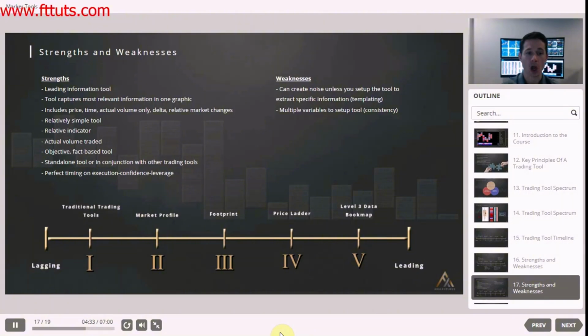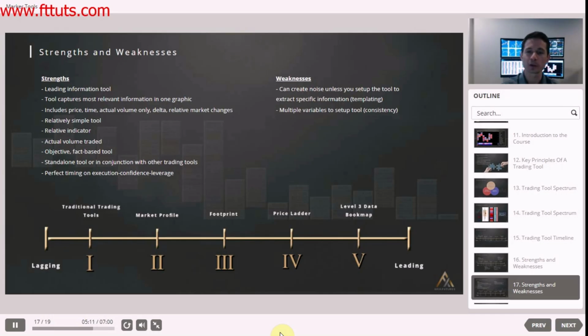Then it shows us only the actual volume traded, and this is where it trumps the price ladder quite significantly, in that the price ladder can show us a lot of spoofing and a lot of fake orders, whereas the footprint only shows us exactly what is being transacted. Note, it's an objective fact-based tool, and this is particularly important, in that we're not leaving the decisions on opinions or subjective information. We can see the buying coming into the market, we can identify a strategy around this buying, and we can execute on fact-based information.